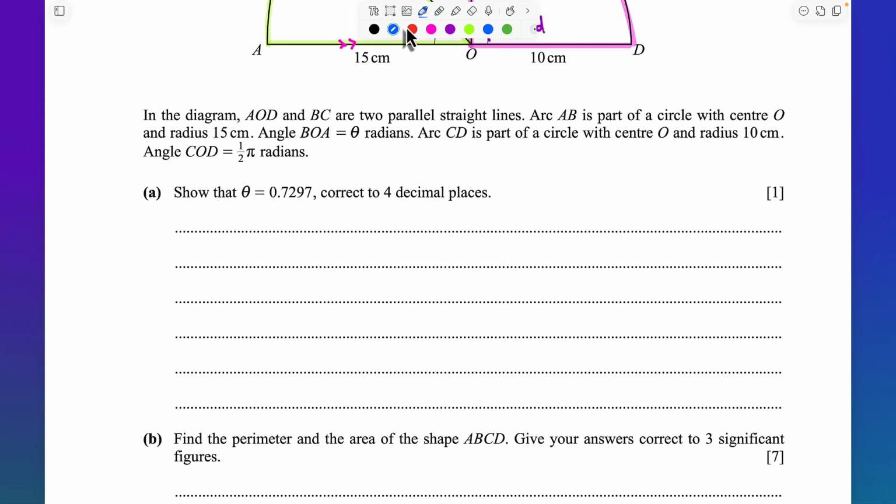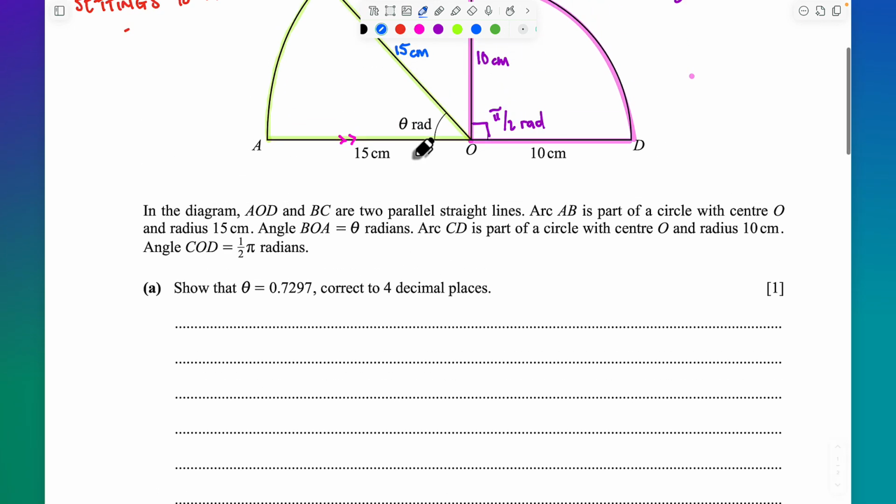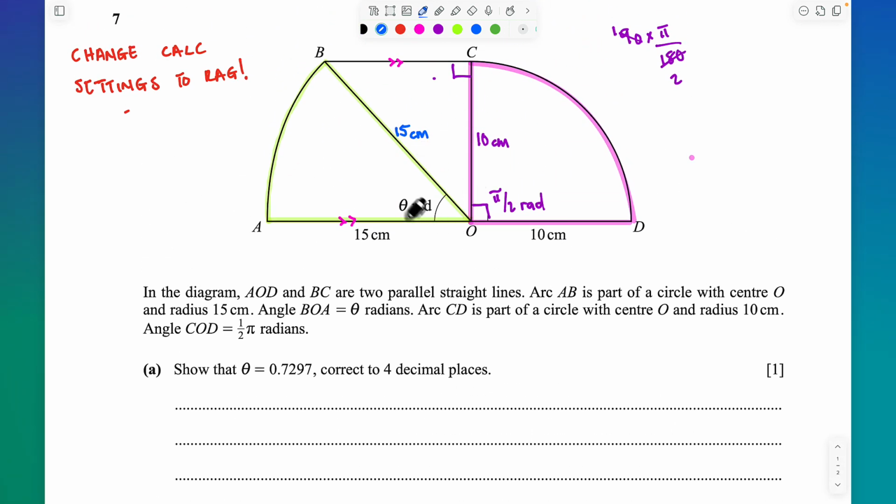Part A says, show that theta is equal to 0.7297 correct to 4 decimal places. Perfect. Let's go up. Theta is going to be, theta is the arc of this sector over here.